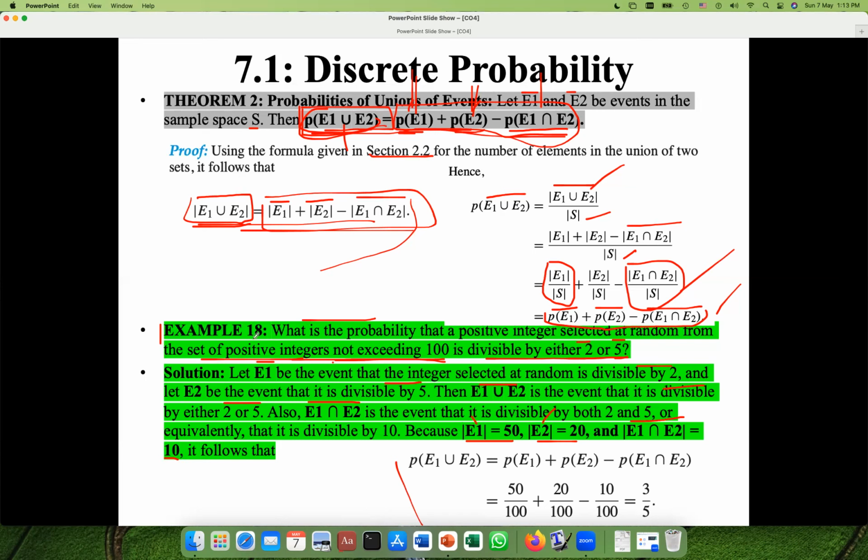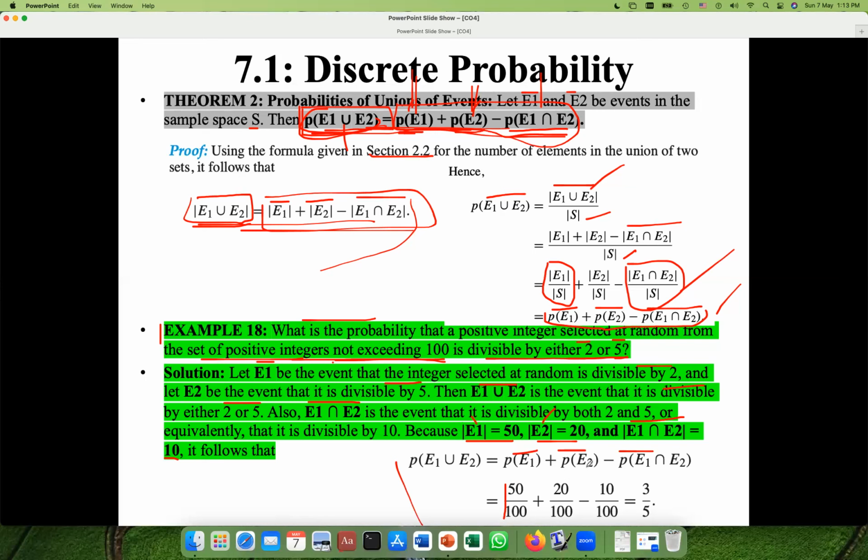Now you can put these values in the equation and you have your answer. The equation is probability of E1 union E2 equals probability of E1 plus probability of E2 minus probability of their intersection. And what is the probability of E1? The total size of the space is 100, and E1 is 50, so 50 divided by 100. Whatever you get, that would be the probability.